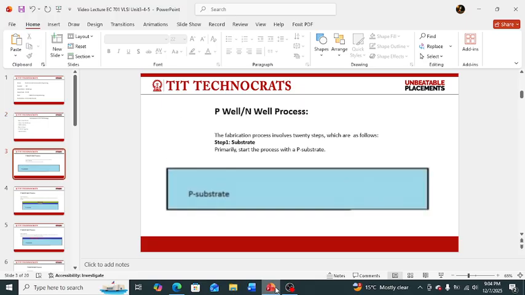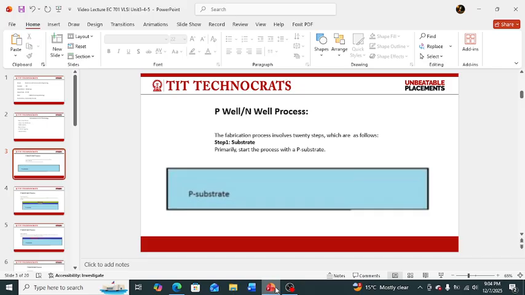The CMOS can be fabricated using different processes such as NWell process for CMOS fabrication, PWell process for CMOS fabrication, and twin tub CMOS fabrication process. The fabrication of CMOS can be done in various ways. Here we are going to discuss the PWell as well as NWell fabrication process. It incorporates several steps. We are going to discuss the steps one by one.